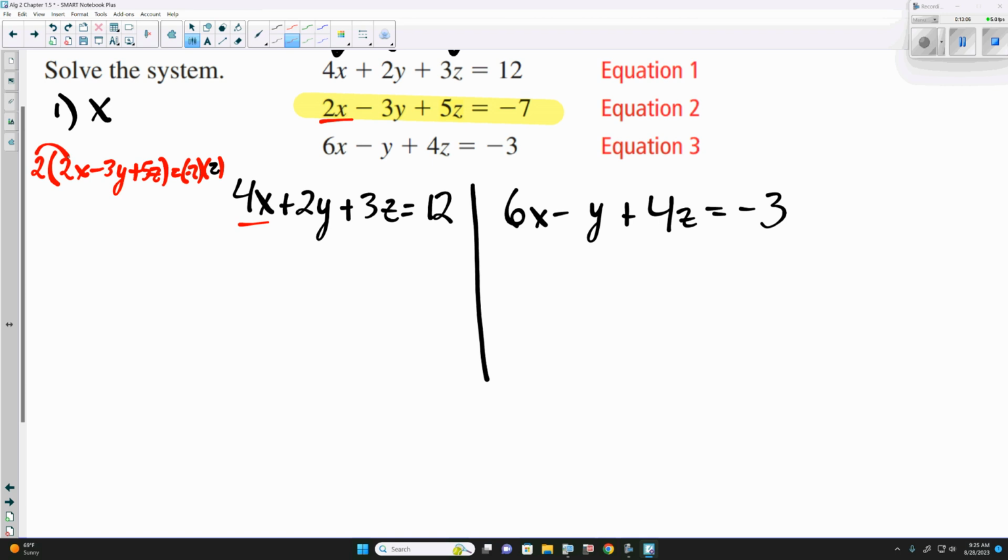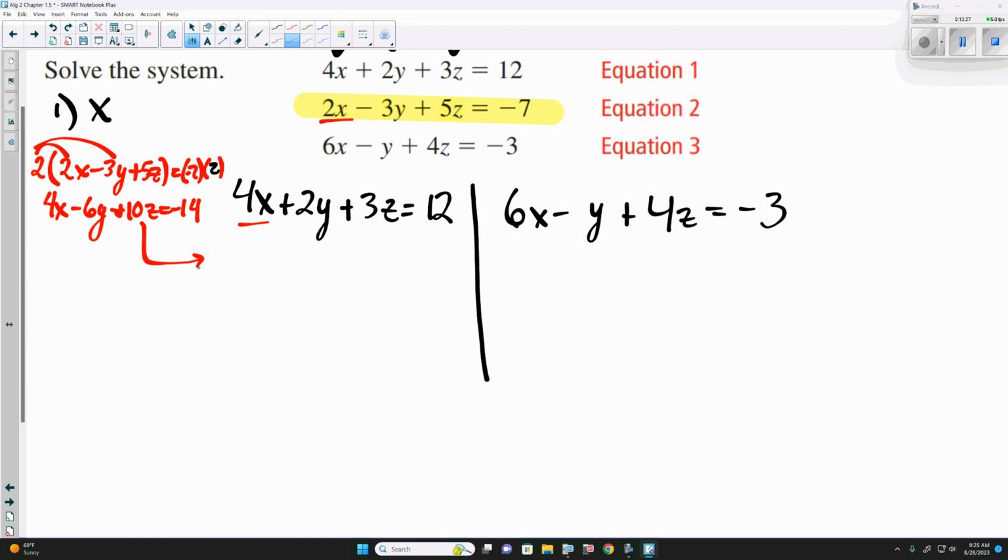Now we multiply by 2. 2 times 2x is 4x, which is exactly what we wanted. 2 times negative 3y is negative 6y. 2 times 5z is plus 10z, is equal to negative 14.